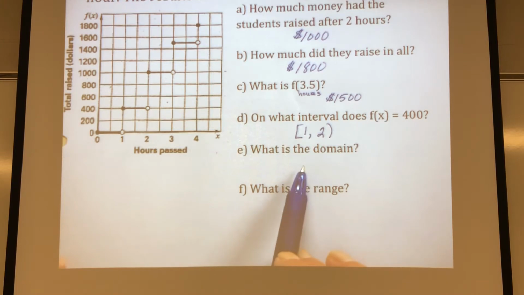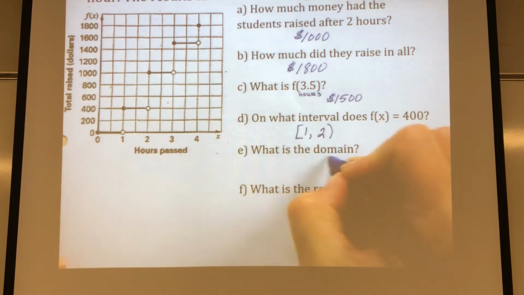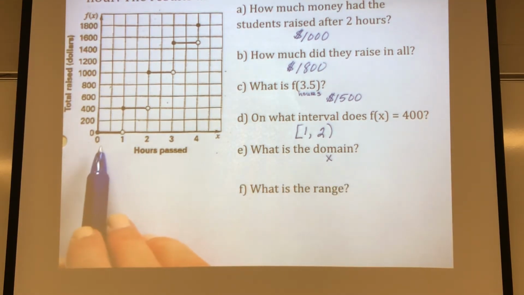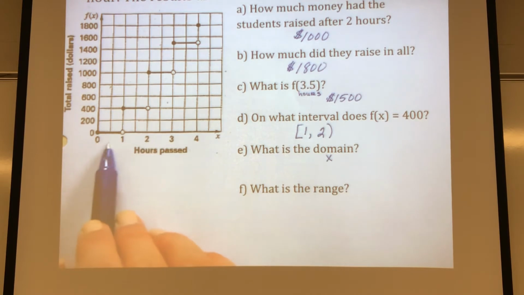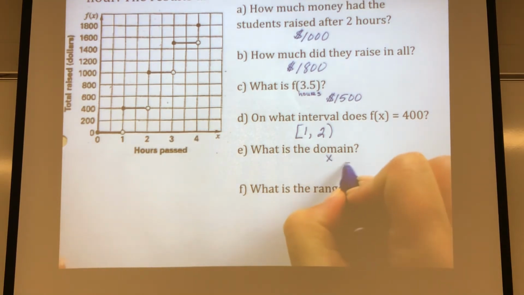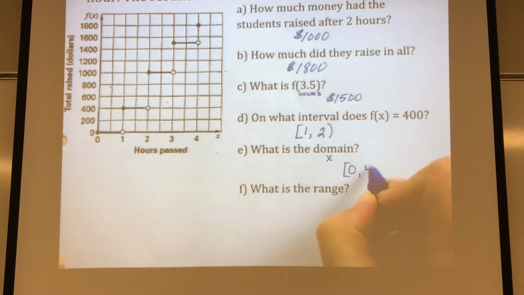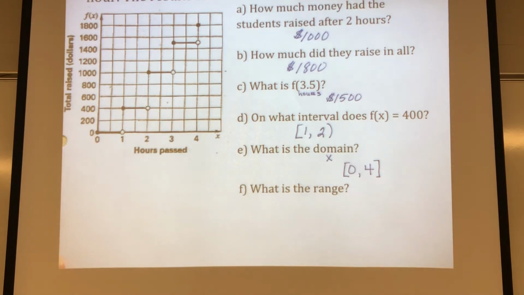What's the domain of our function? Well, our domain is our x values. So what x values do we have? Well, time is continuous. So time, we have all of the time in between 0 and 4. So we can write that in an interval. Starting at 0, because it has a bracket, it's included. Ending at 4, 4 was also included, so another bracket.